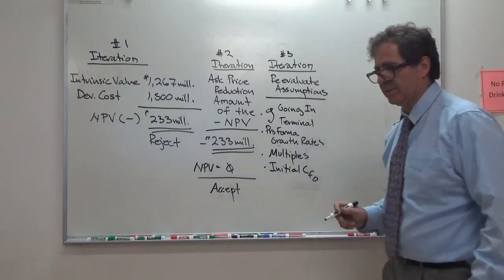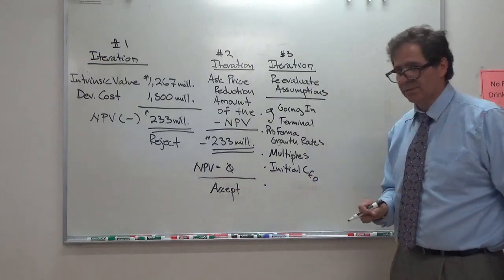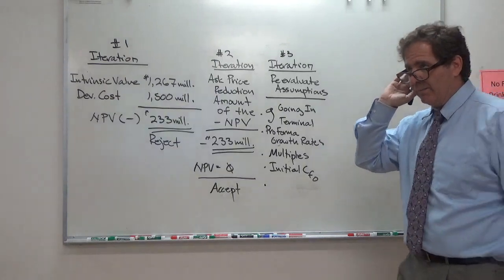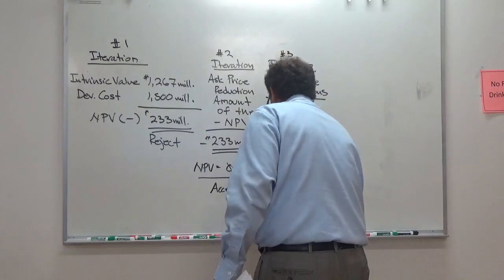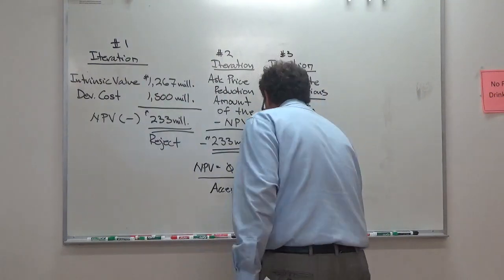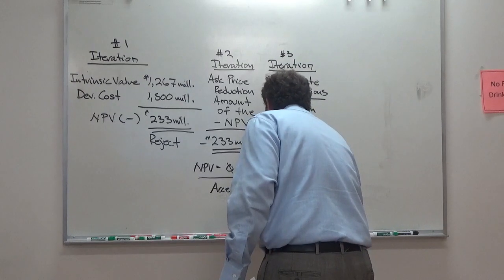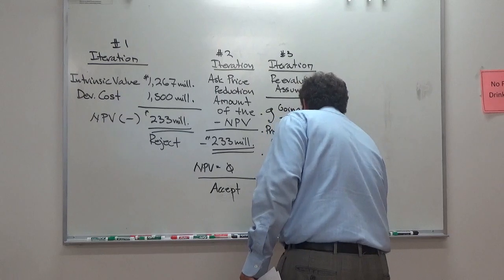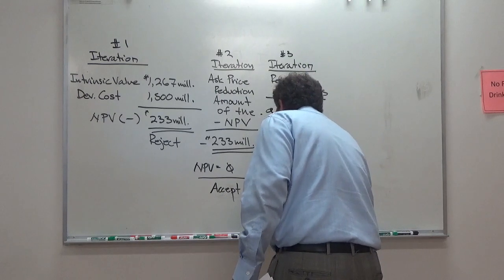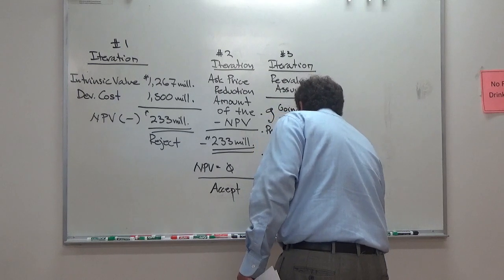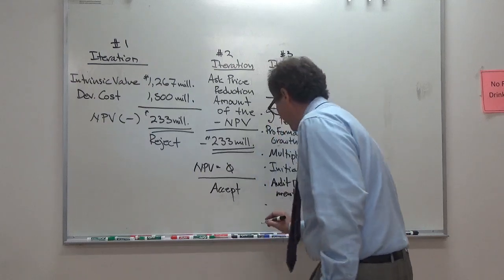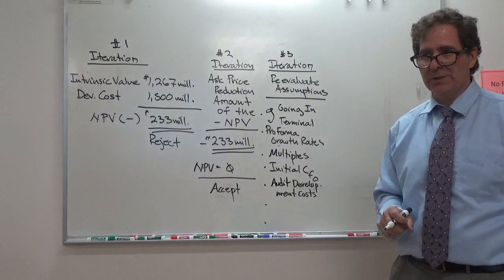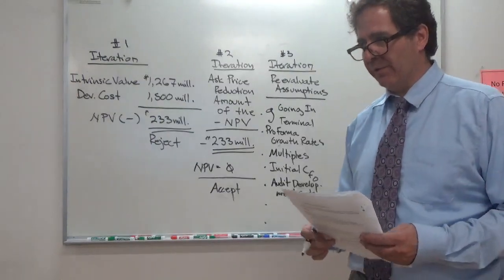Okay, what else? Target development cost. Yeah, you're right. Under a development scenario, I would go back and audit the development. I would do that. What else? What else would I go back and re-underwrite?